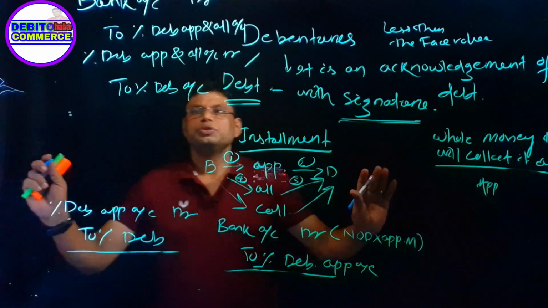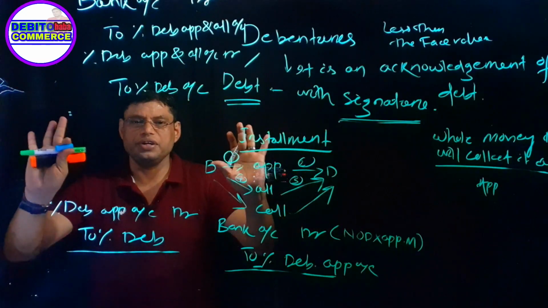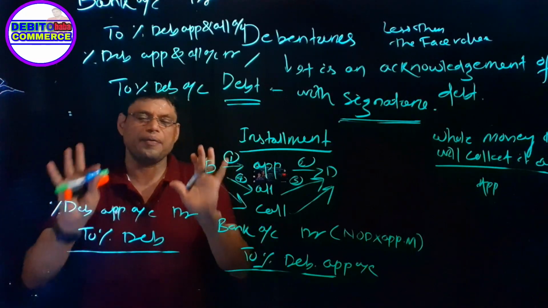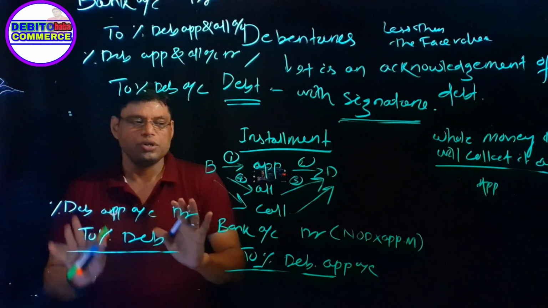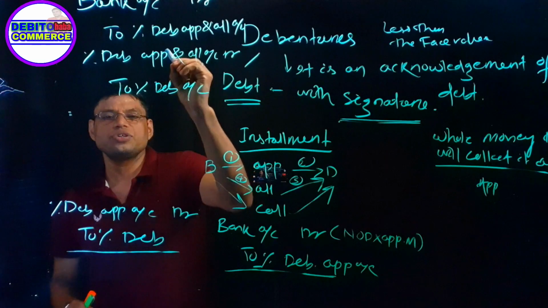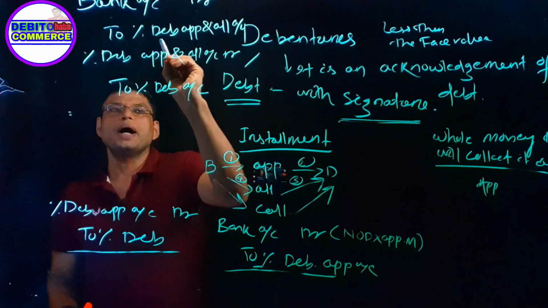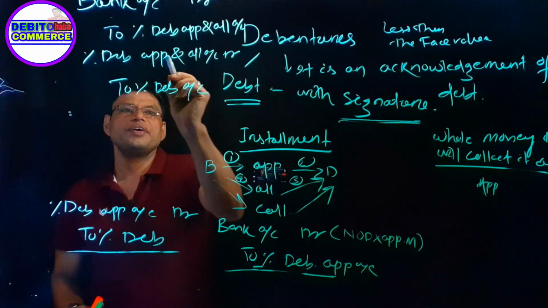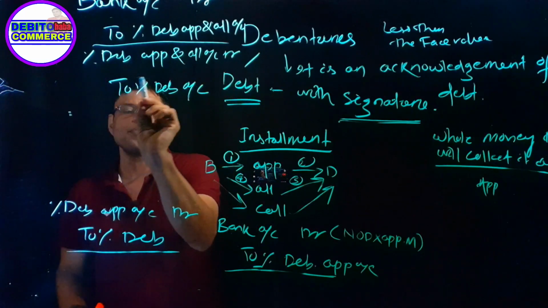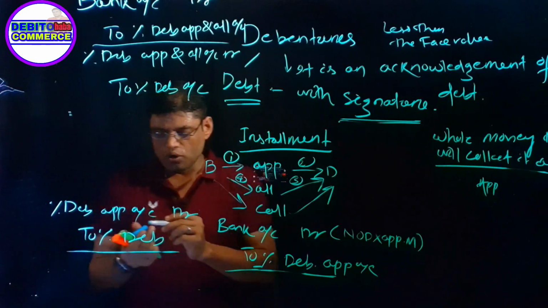So from here it is clear that we got a brief idea of how to record the journal entry at the time of issuing debentures in the books of the company. So this is the way. Remember, if they are collecting all the money with the application itself, your entry will be: Bank account debited to dash percent debentures application allotment account. Next entry will be: dash percent debentures application allotment account debited to dash percent debentures account. So this is the entry you have to pass.